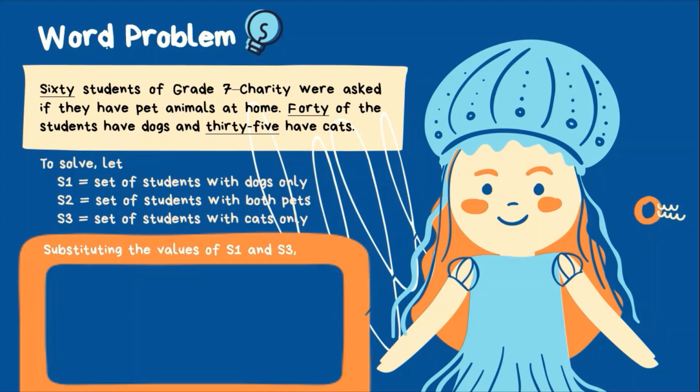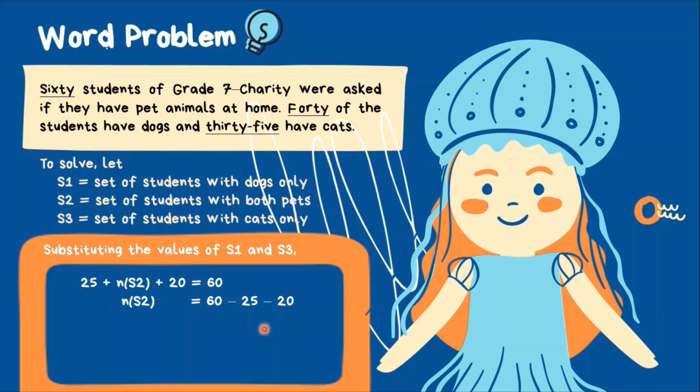Now, since we have both the values of S1 and S3, let's substitute those values. So, instead of writing S1, we write here 25 because 25 of the students have dogs only. We're trying to find out the cardinality of S2, which is the number of students with both pets. Pareho silang may dogs and cats. And then S3 ay sinubstitute natin ng 20 dahil there are 20 students na merong cats lamang. And then let's equal them to 60, the total number of G7 charity students. So, bring down natin si cardinality of S2. Equal natin siya kay 60.